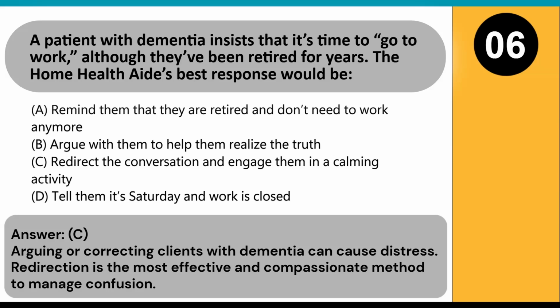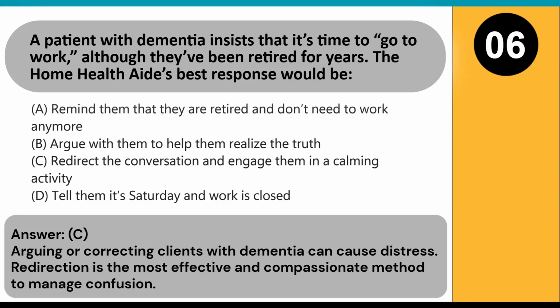Answer: C. Arguing or correcting clients with dementia can cause distress. Redirection is the most effective and compassionate method to manage confusion.